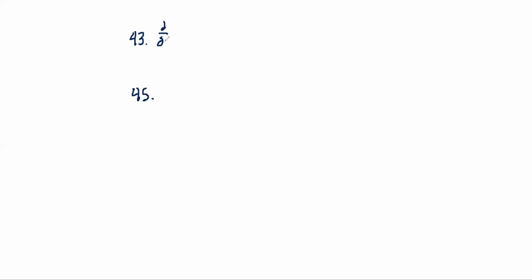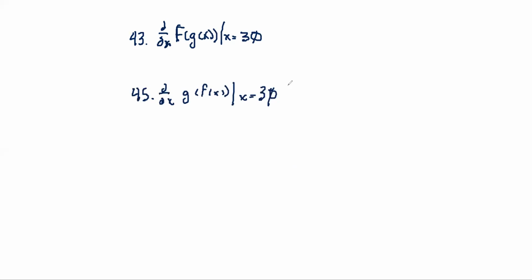43 is asking us to find the derivative of f of g of x when x is equal to 30. And 45 is asking us to find the derivative of g of f of x, excuse me, g of f of x when x is equal to 30. Okay, so we know from our rules that we discussed this chapter that the derivative of f of g of x is equal to f prime g of x times g prime of x, correct?